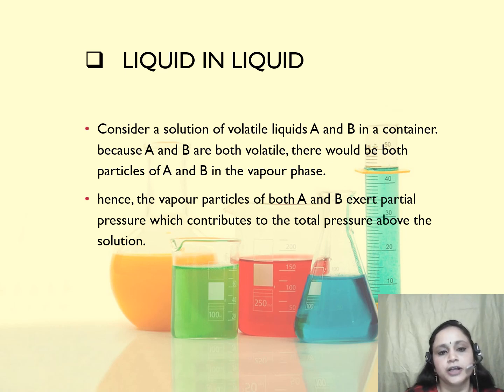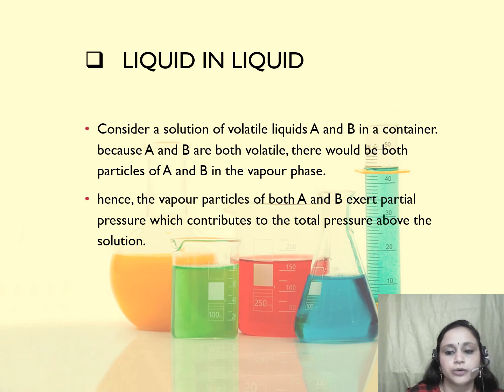Let us first of all consider the solution where liquid and liquid have been mixed together, for example, alcohol and water. In such a type of solution, the volatile liquids A and B are in a container. Because both of them are volatile, both of them would be forming vapors. Hence, both of them will exert partial pressure.